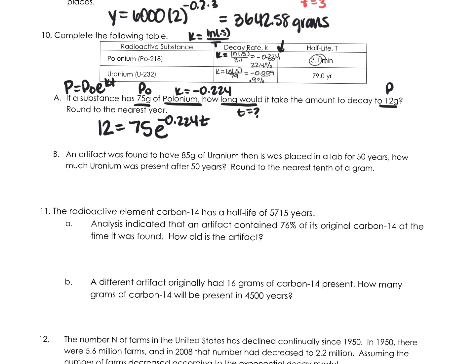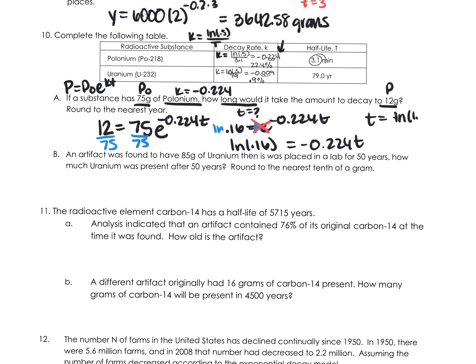So the first thing we'll do is divide by 75. You'll get 0.16 is equal to e to the negative 0.224t. Then we'll ln both sides. That cancels that out. And so then you'll have ln of 0.16 is equal to negative 0.224t. So then the last step will be to divide. So you'll have ln of 0.16 divided by negative 0.224. And so you should get 8 years if you round to the nearest year.